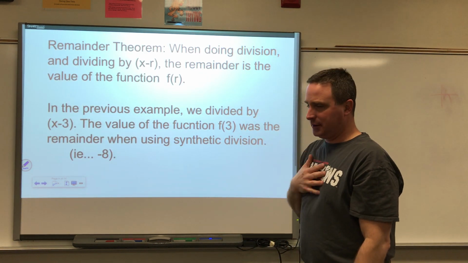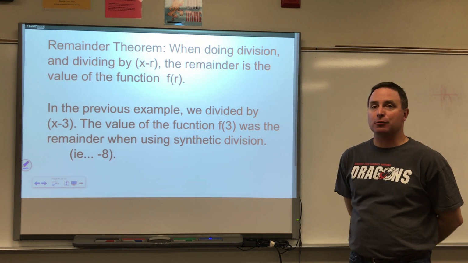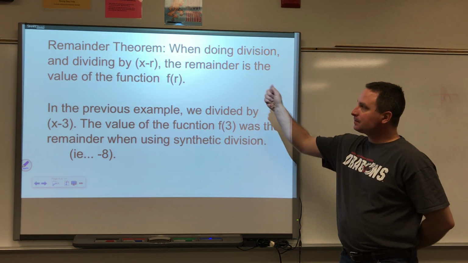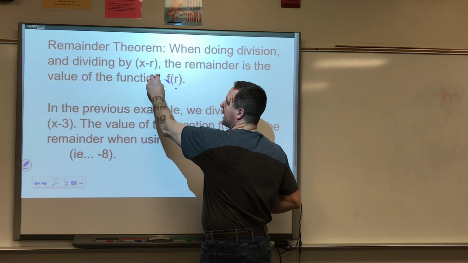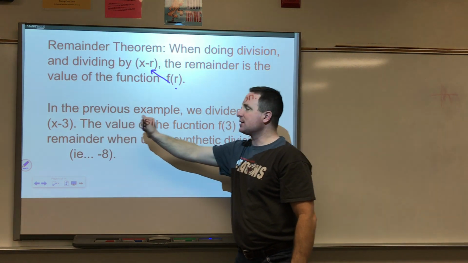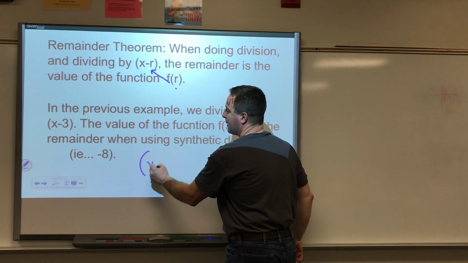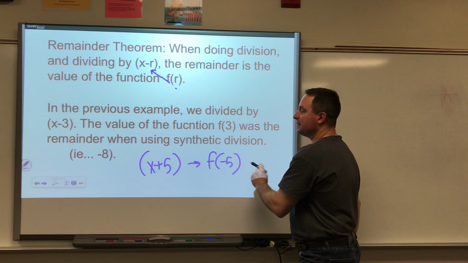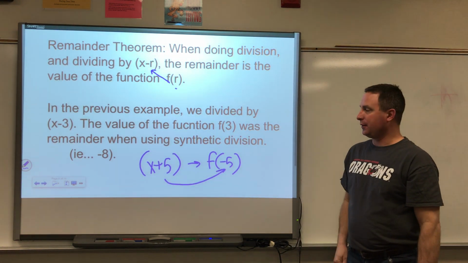What this basically allows us to do is use another method rather than direct substitution to evaluate a function. If I divide by x minus r, the value of the function is f of r. Again, it's kind of the opposite of whatever's up there. Like I said here, if I'm dividing by x minus 3, the value of the function is f of 3. If I'm dividing by x plus 5, I would be evaluating f of negative 5. These things can go back and forth.